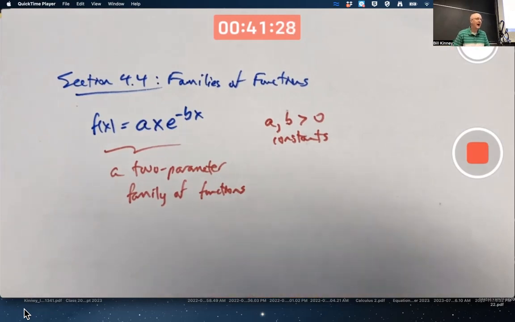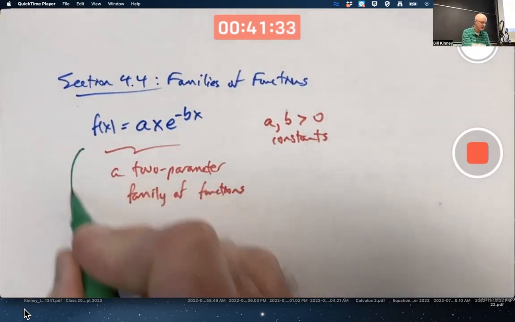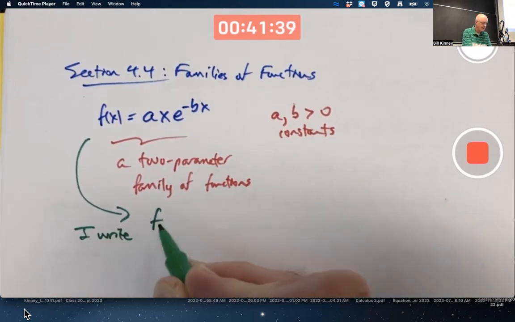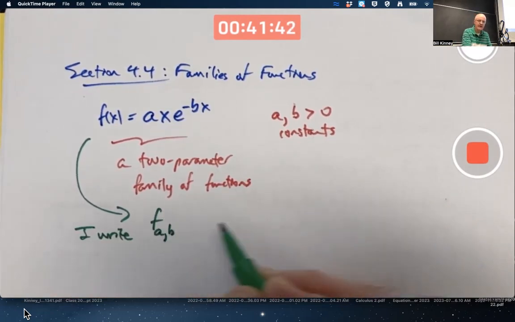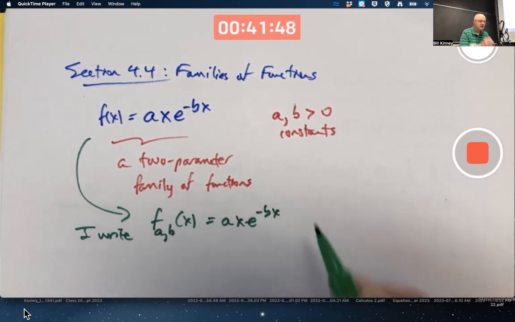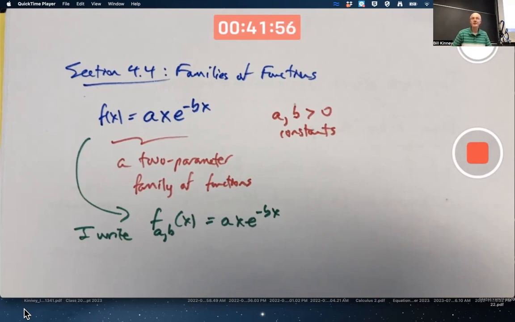And when I think of it that way, I like using subscripts, and you should feel comfortable with this too. The book doesn't always do this, if at all. I like writing f sub a comma b of x equals a x e to the negative bx, just to emphasize that I've got one function for each possible value of a and b, ultimately meaning I've got infinitely many functions I'm thinking about. I'm going to think about this collection of infinitely many functions all at once. Isn't that amazing? Calculus gives you the power to do so.